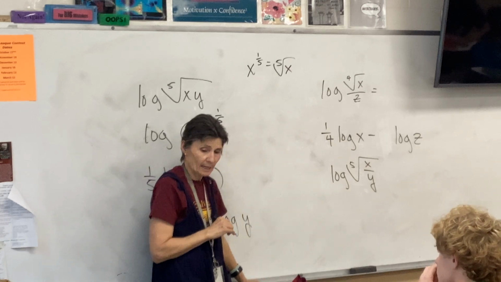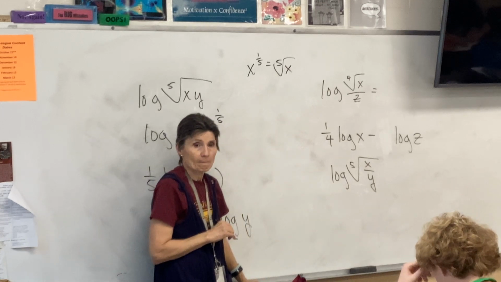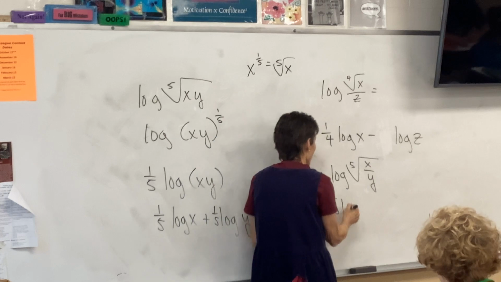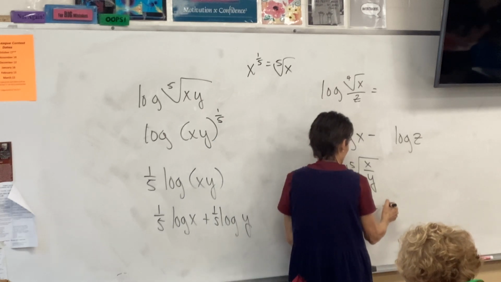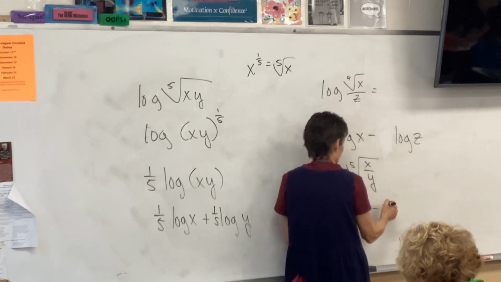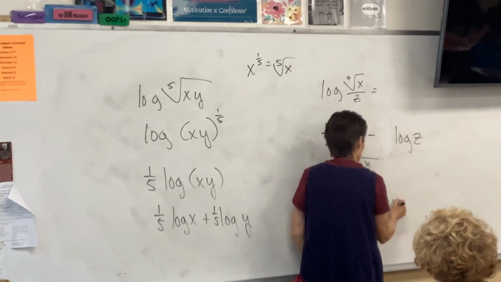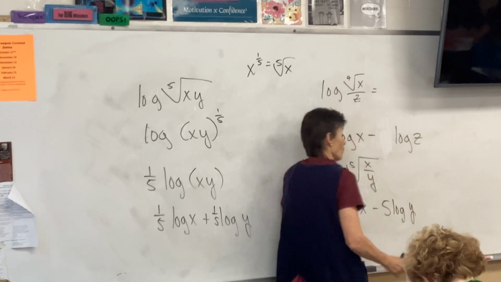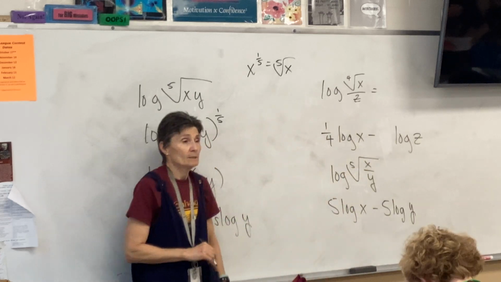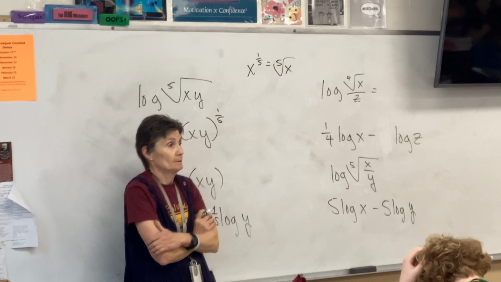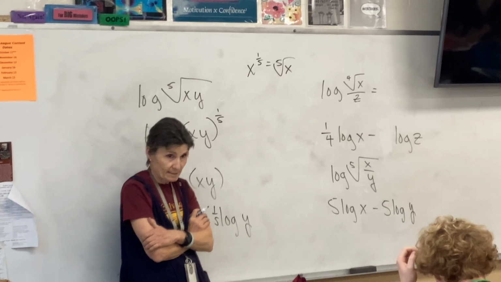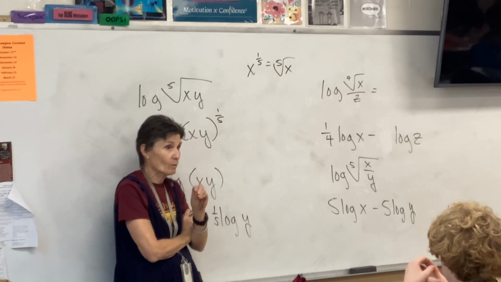What's that one going to look like? 5 log x minus 5 log y. Okay, so is Jose correct? You need in one that both the x and the y should have the coefficient? No. Yes, he is right. They both should have the coefficient.